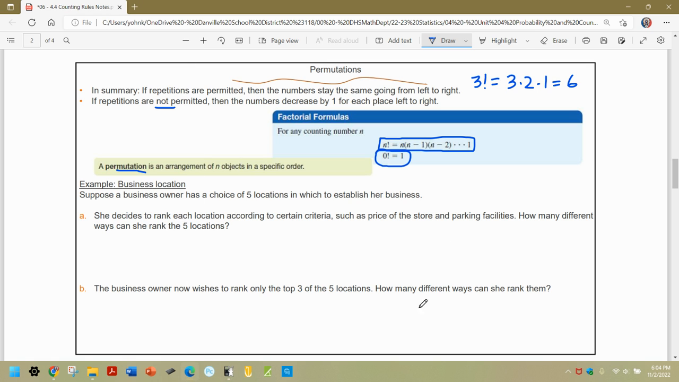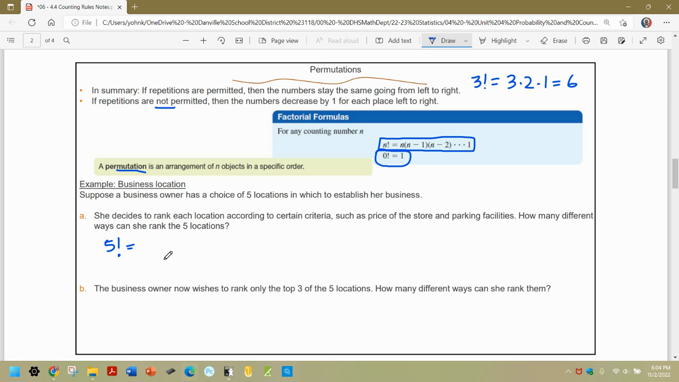Awesome. All right, so let's do an example. Suppose a business owner has a choice of 5 locations in which to establish her business. Part A, she decides to rank each location according to certain criteria, such as price of the store and parking facilities. How many different ways can she rank the 5 locations? Well, I have 5 locations, and I'm trying to put them in a certain order. So I have 5 factorial.